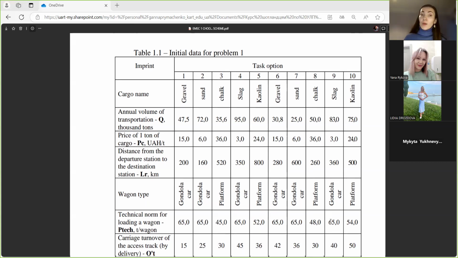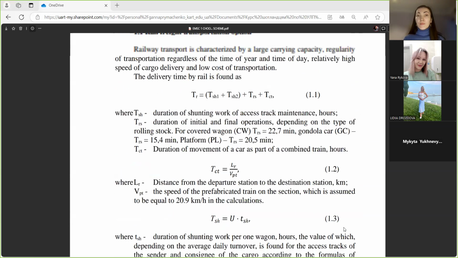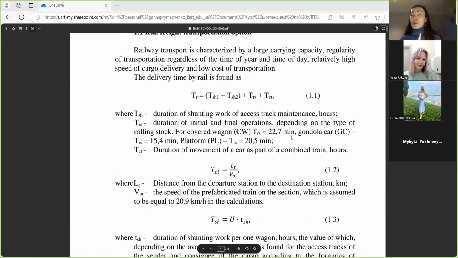Okay, and come back to our formula 1.1 and choose your time. But be careful, because we need to use this time in hours, since every other time was in hours, so we need to change from minutes to hours. What we need to do, for example, if you have a gondola car, it is 15.4 minutes. We need to divide it by 60 and find this time in hours.